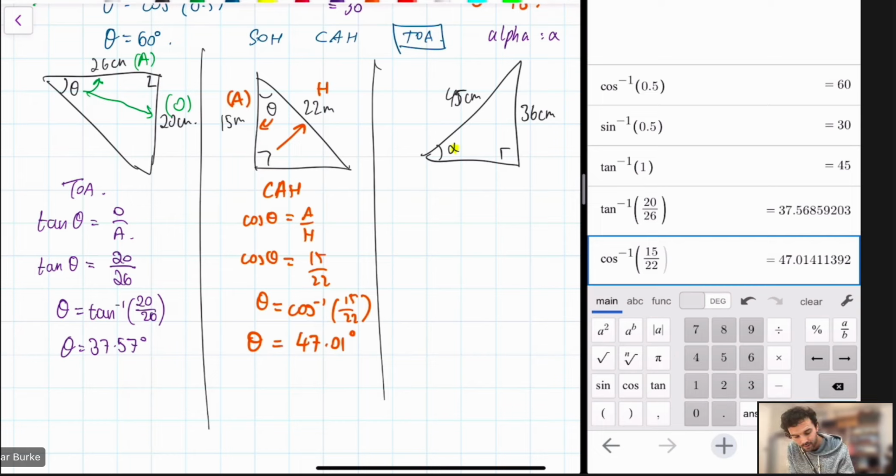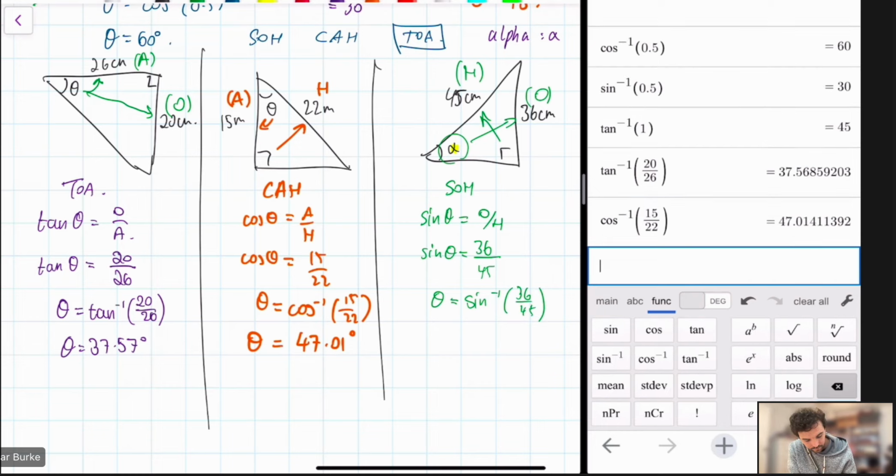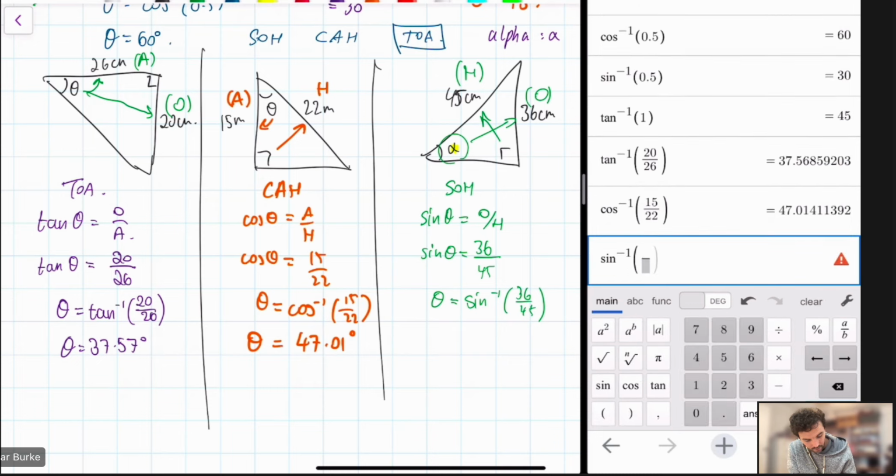Okay, now the very next one, we're going to have a go at that one. So we've got H, hypotenuse again, and here's our alpha. Opposite alpha is O. So we're going to use SOH here. Sine theta is equal to opposite on hypotenuse. Sub in. Take the inverse. And then solve. Okay, there's our answer. We've got alpha is equal to 53.13 degrees. There we go, there we have it.